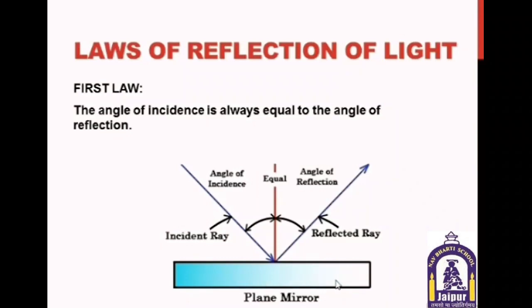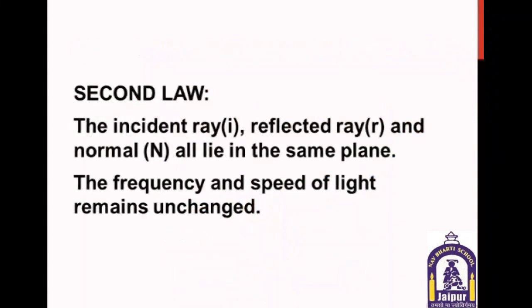This blue color thing is a plane mirror, and this red maroon line, which is perpendicular to the plane mirror, is called the normal. You can also write it as capital N. So the first law must be clear: the angle of incidence must always be equal to the angle of reflection.